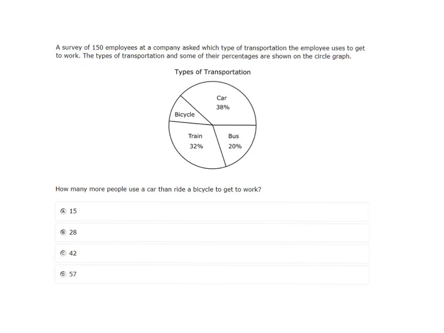A survey of 150 employees at a company asked which type of transportation the employees use to get to work. The types of transportation and some of their percentages are shown on the circle graph. How many more people use a car than ride a bicycle to get to work? Okay, so basically that's going to be the difference between my car riders and my bicycle riders, right?